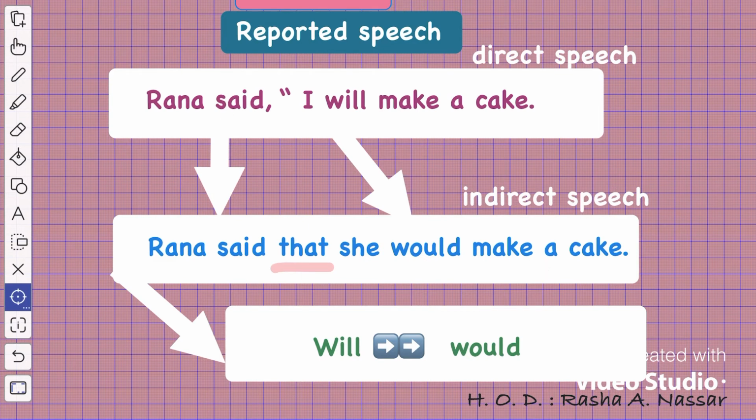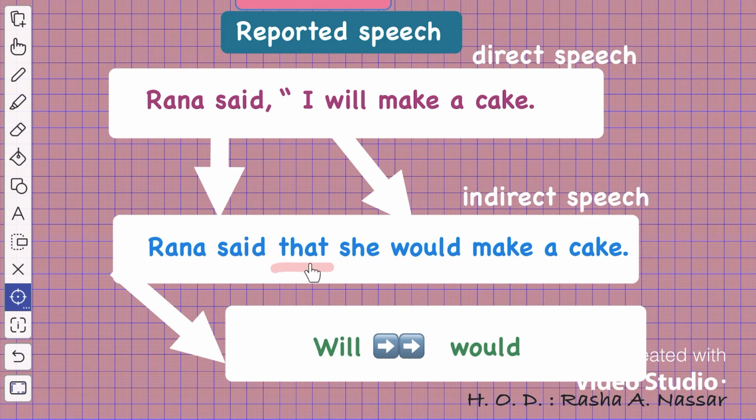Here they are two sentences. The first sentence is in the past, Rana said, and the second sentence is in the future. So here I stay with I will make a cake. But here this is one sentence.